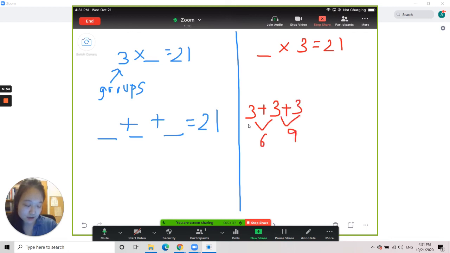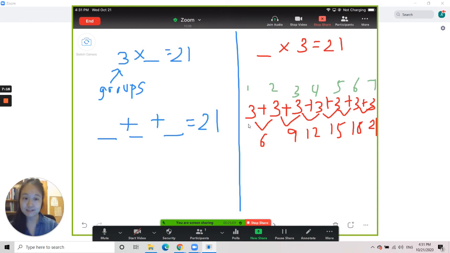That adds up to 9, 12, 15, 18, 21. How many 3s did I have to add together? 1, 2, 3, 4, 5, 6, 7. Again, using this strategy, I see that the missing factor is 7.